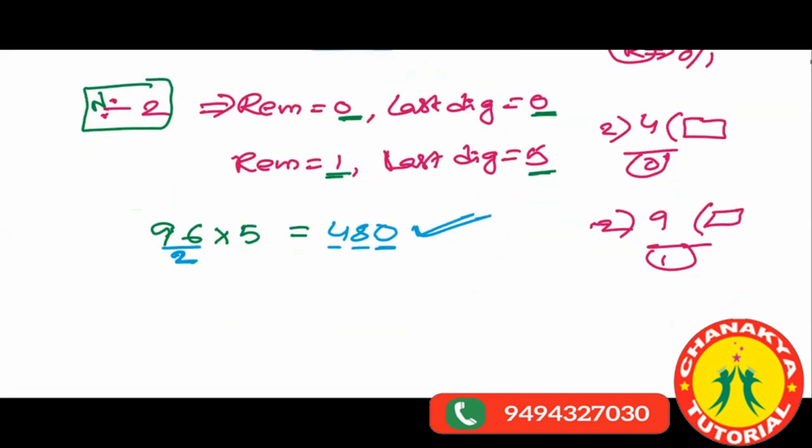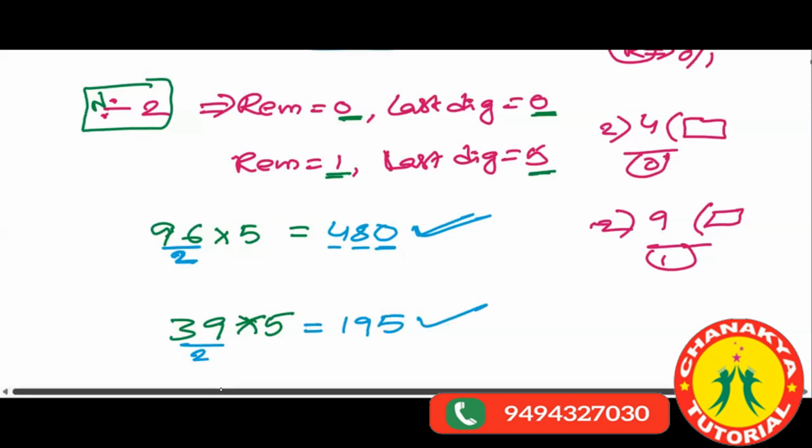Suppose the number is 39, and I'm taking 39 into 5. Here also it is multiplication by 5, but we don't multiply. We will divide the given number by 2. In 3, 2 goes 1 time. Now it is 19. In 19, 2 goes 9 times. Now what is the remainder? 1, sir. If 1 is the remainder, simply keep the last digit 5. That is the answer.